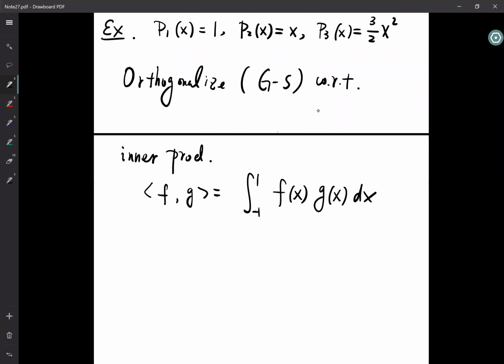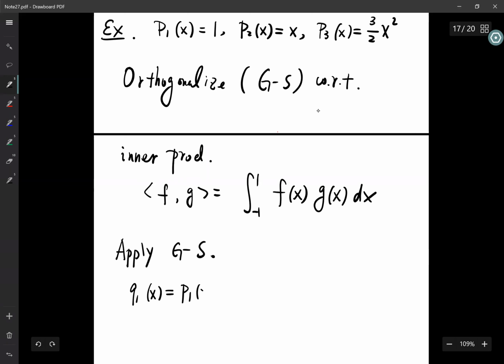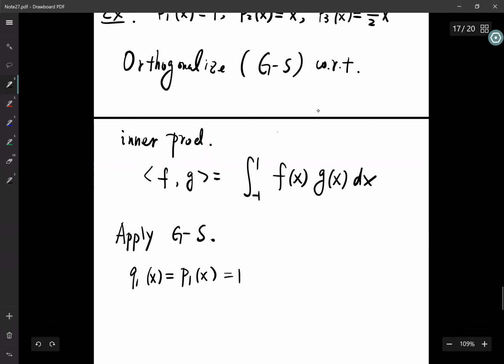So first of all, we need to make sure that this is indeed an inner product, but we did nothing other than changing the domain from 0 to 1 to -1 to 1. So you can convince yourself that this is still an inner product. Next, we do the Gram-Schmidt. Let me call the new vectors Q1, Q2, Q3. So apply Gram-Schmidt to the polynomials. Q1 is always easy. I just take it to be P1. I can scale it, that's also fine, but without loss of generality, I take it to be P1.